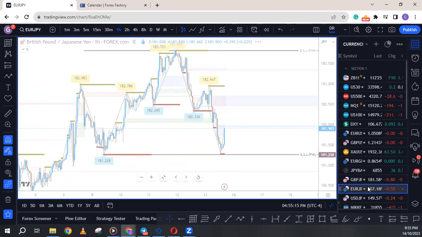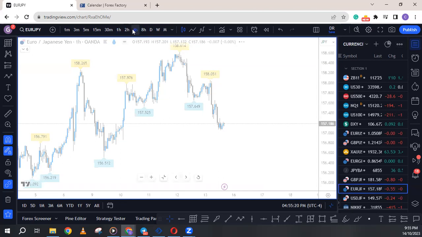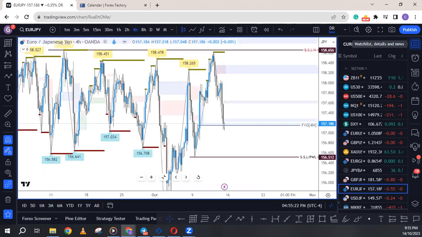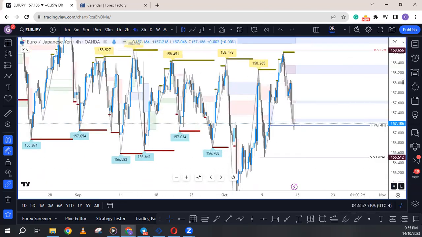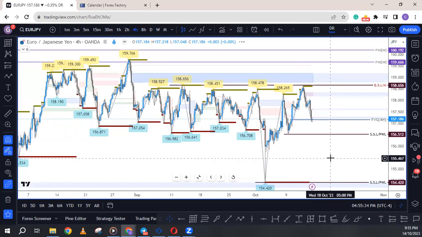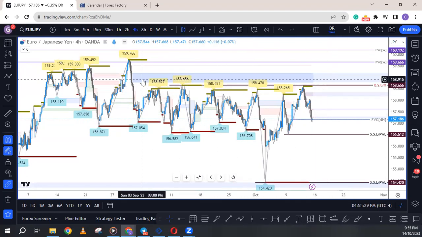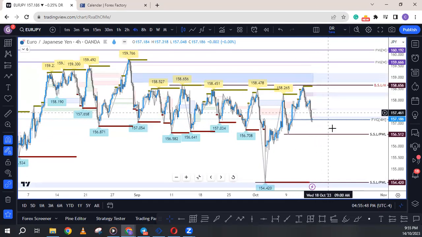So now we're going to look at the Euro Yen. I just don't know what to say for this pair. It's sideways, as you can see. But you see all this liquidity here? You see all this liquidity with this fair value gap? There's a possibility it may come for it, and when it sweeps it, then it might drop.